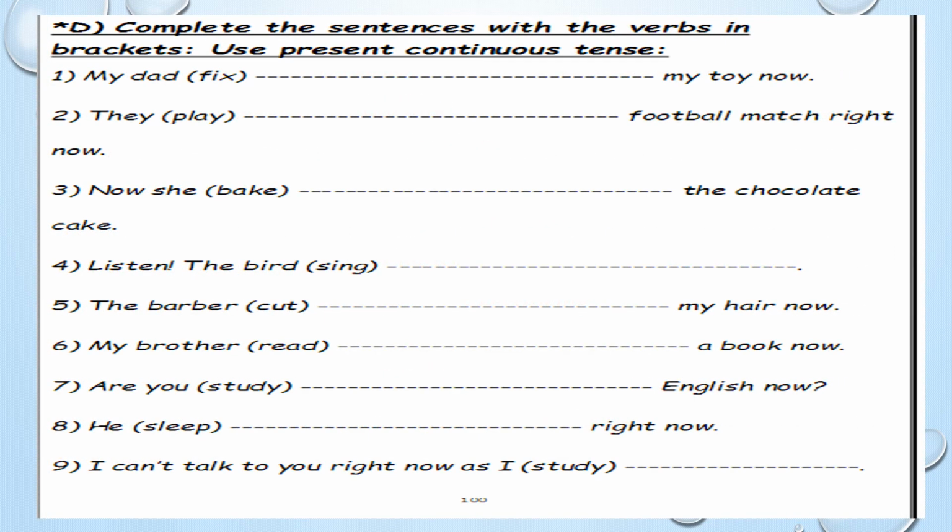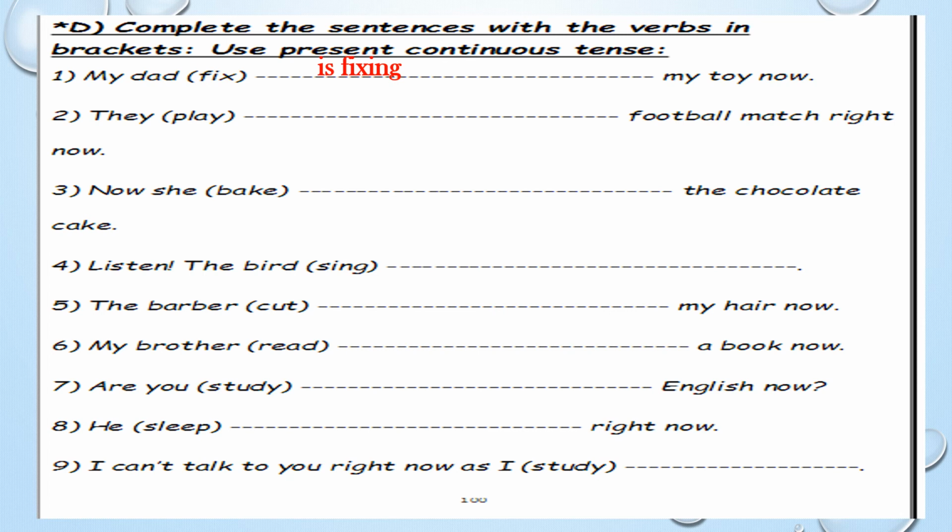Now we are going to move to page number 100. Complete the sentence with the verbs in the brackets. Use present continuous tense. Number 1. My dad fix my toy now. Of course, my dad is a singular, so it takes is fixing, and we add the ing to the verb.